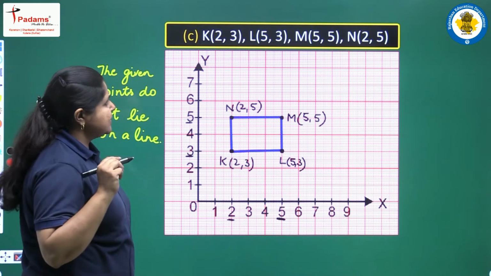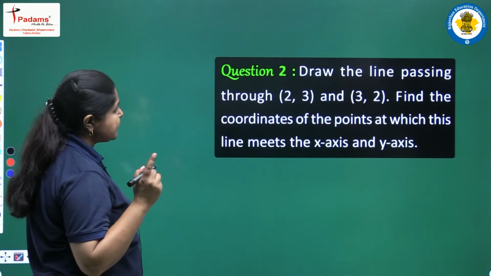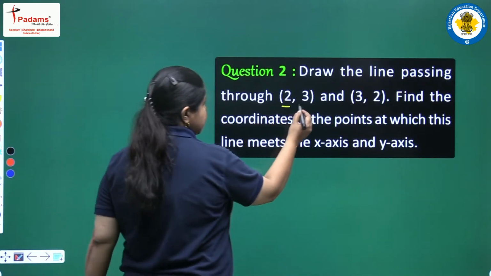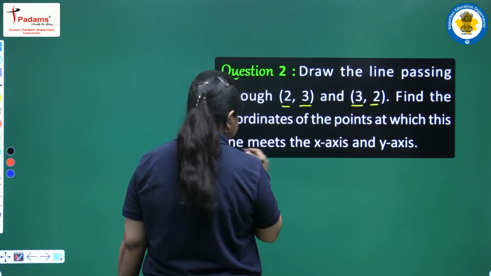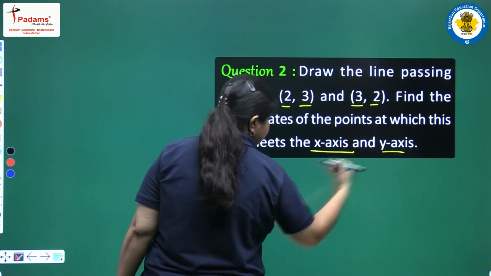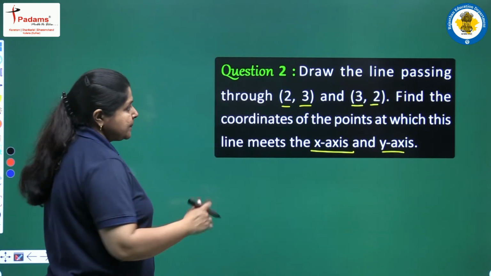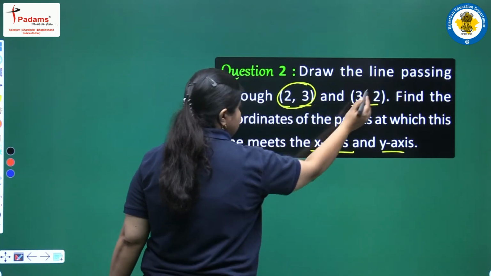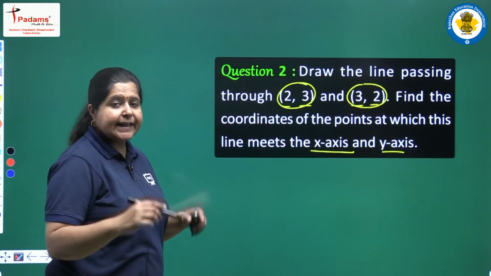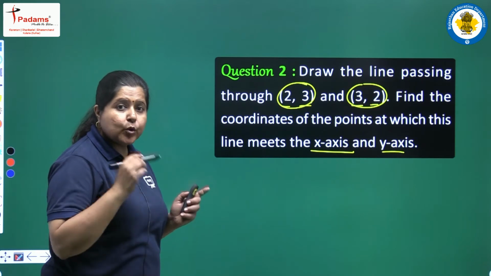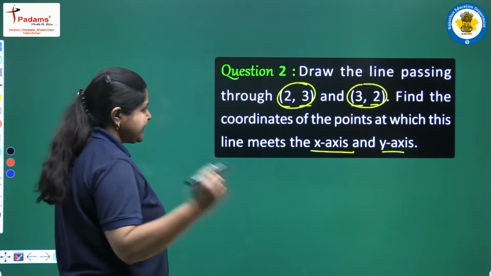Next we take question number 2 here. Draw the line passing through point 2, 3 and 3, 2. Find the coordinates of the points at which this line meets the x axis and the y axis. तो पहले हमें ग्राफ पेपर पर ये पॉइंट्स प्लॉट करने हैं 2, 3 और 3, 2, और फिर इनको जॉइन करना है और देखना है कि जो लाइन बनती है वो x एक्सिस और y एक्सिस को किन पॉइंट्स पर मीट कर रही है, इंटरसेक्ट कर रही है.